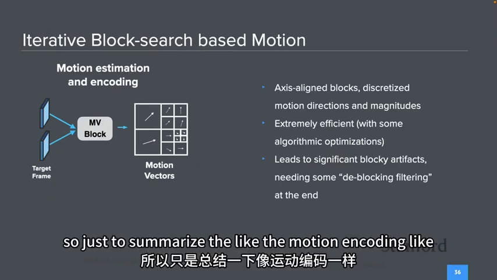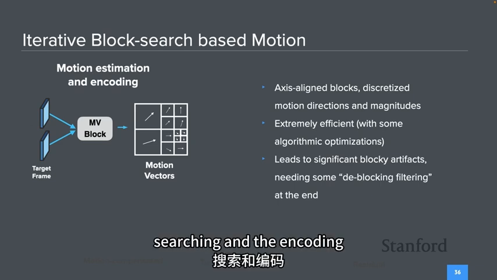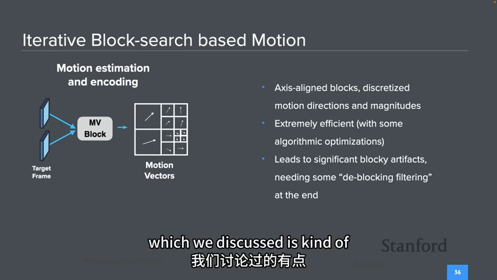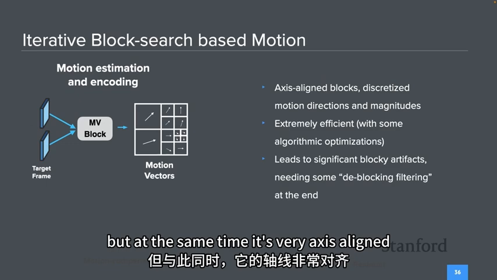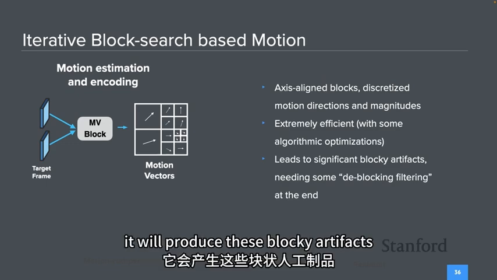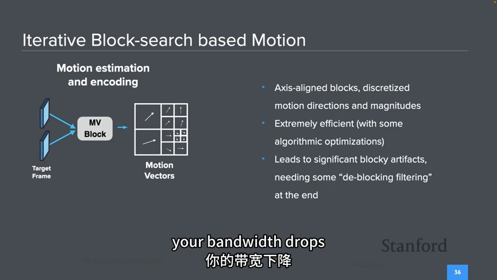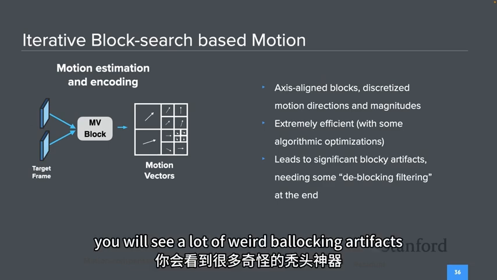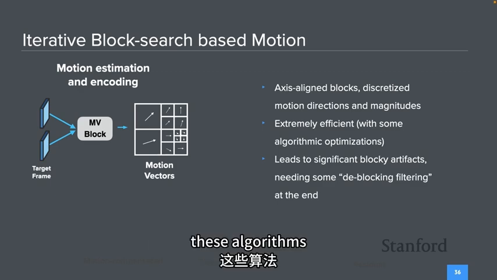So just to summarize the motion encoding, the block-based searching and the encoding which we discussed is extremely efficient, but at the same time it's very axis aligned. So it's very similar to BPG and JPEG. It will produce these blocky artifacts, which you will see in video sometimes when your bandwidth drops on Zoom or something. You will see a lot of weird blocky artifacts, and that's mainly because of these algorithms.